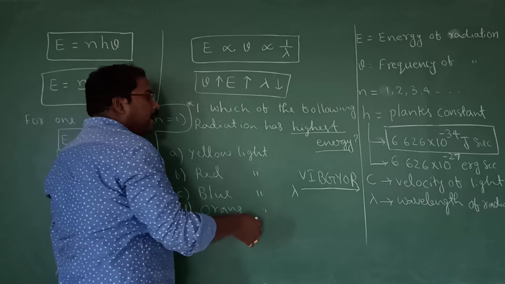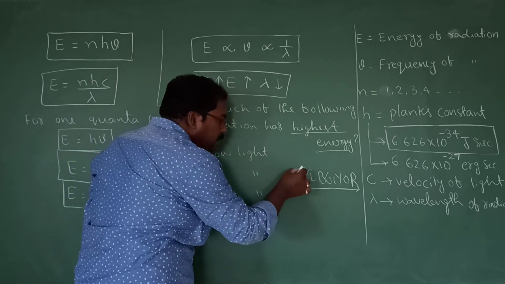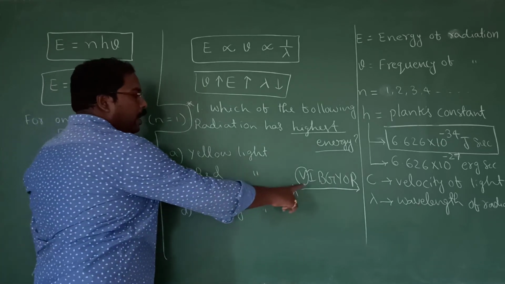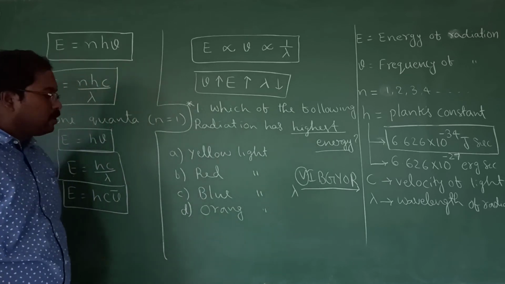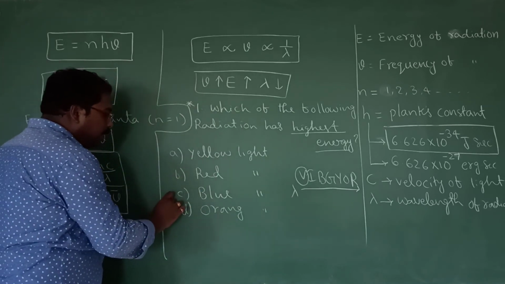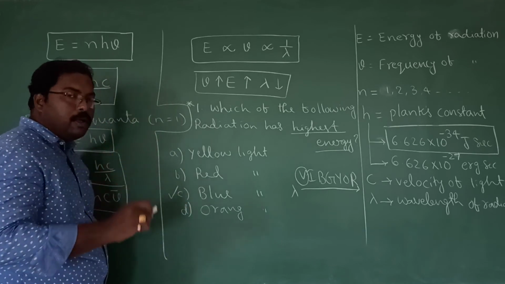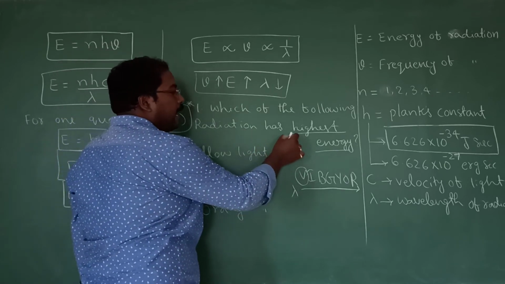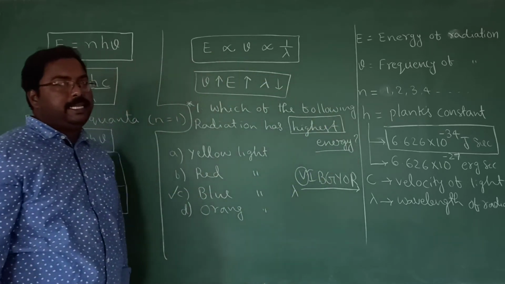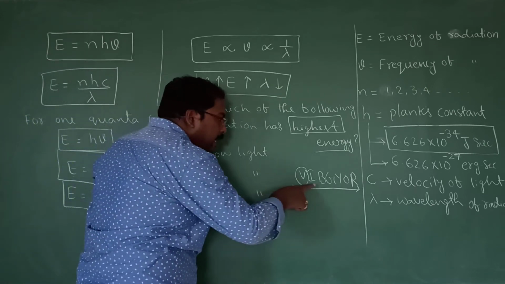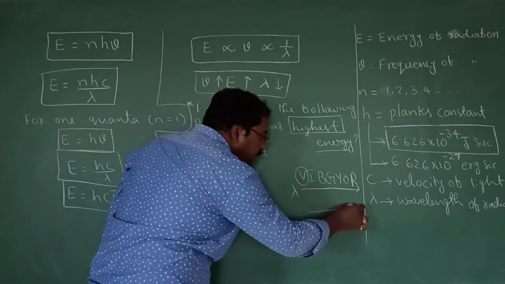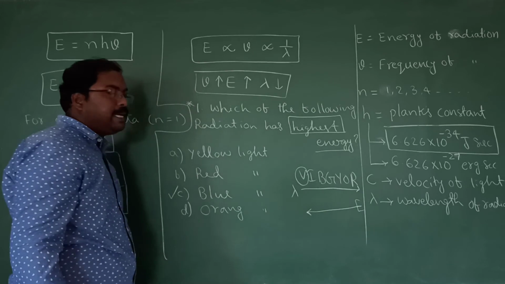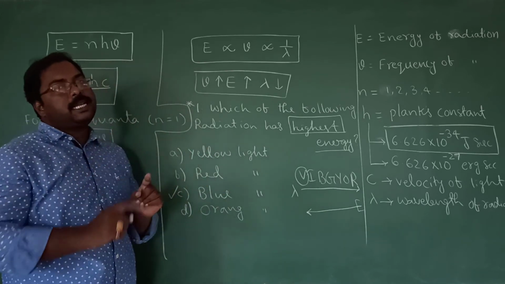So out of these colors, which color has the lowest wavelength? Violet has the lowest wavelength. Next, indigo. Next, blue. So out of the four colors, blue has the lowest wavelength, which means it has the highest energy. Because this is the increasing order of wavelength, in this direction energy will increase, because energy and wavelength are inversely proportional.